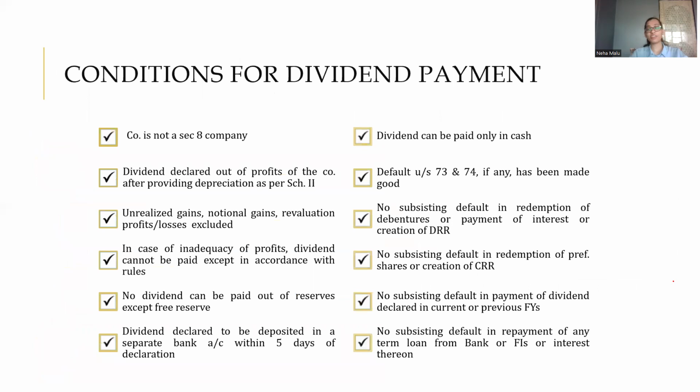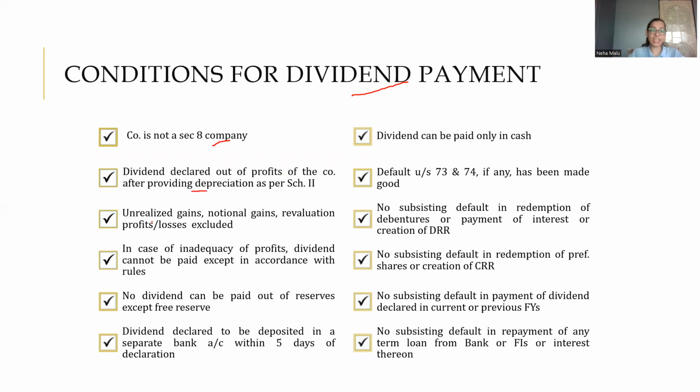Next, moving ahead, there are certain conditions which are to be complied with while going for dividend. The first is that a Section 8 company cannot declare dividend. Not just dividend, but a Section 8 company can neither go for bonus nor buyback, as we have already discussed at the very onset of our session. Next, dividend is declared out of profits of the company; only that part of the profit should be considered which is used after we have provided for depreciation as per Schedule 2 of the Companies Act.